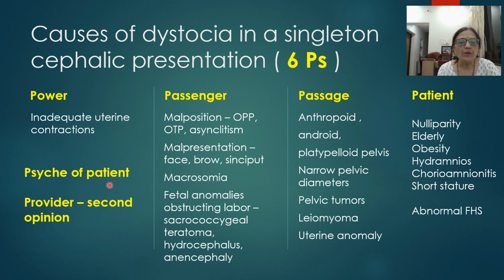Psyche of the patient also affects progress of labor. That is why this is the 5th P. And the provider, how the provider is assessing progress of labor, whether there are any errors because of the subjective assessment, and whether there is a need for a second opinion. All these factors come under the 6th P. So we have 6 P's: power, passenger, passage, patient, psyche, and provider.